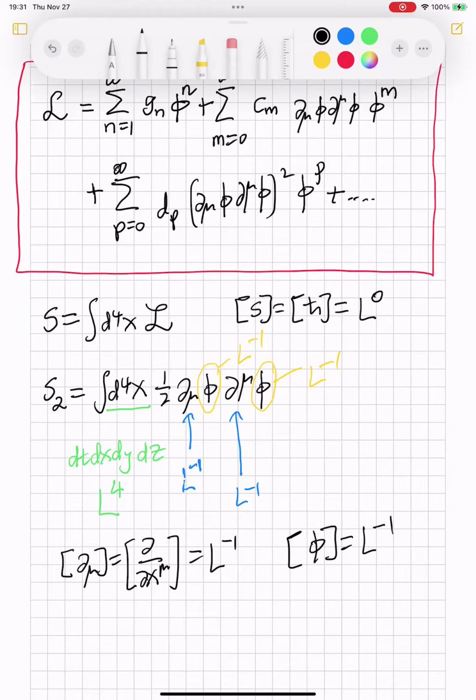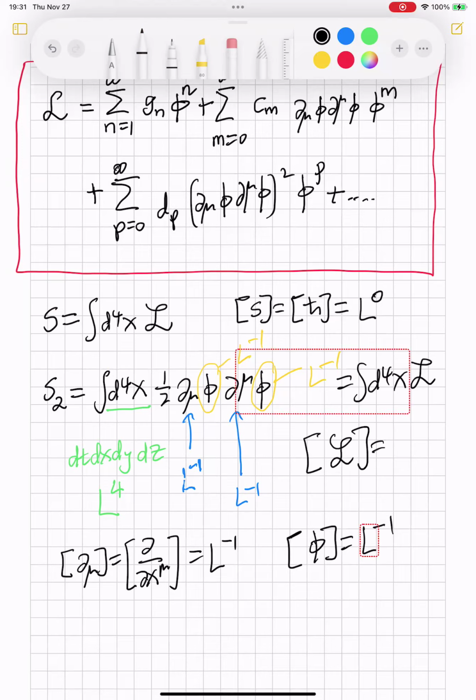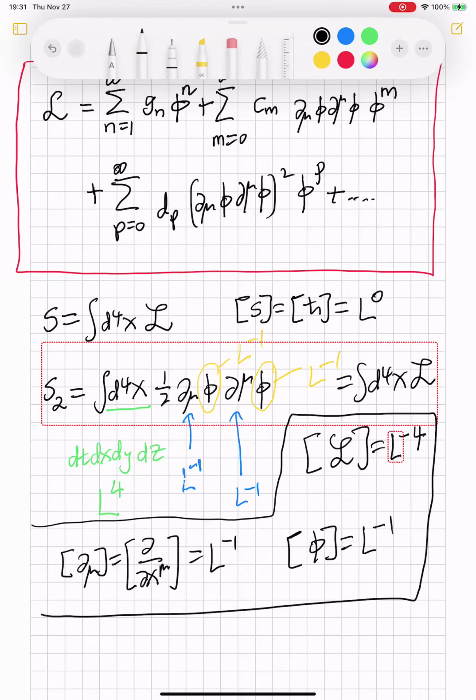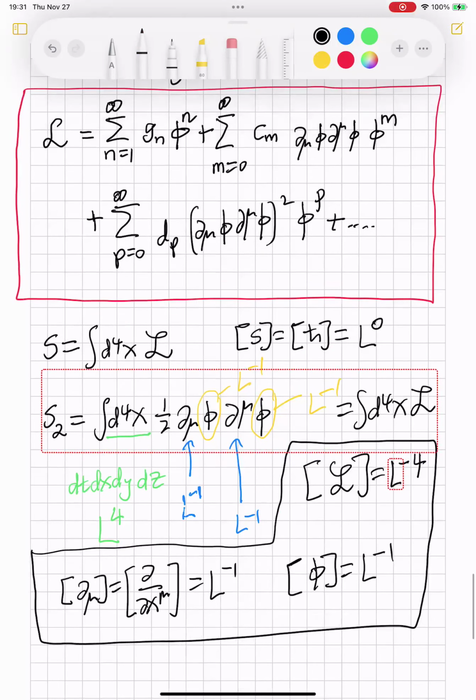And actually, this is the integral d4x times the Lagrangian density. So we can also conclude that the Lagrangian density should be length to the -4 to give us an action that is dimensionless. So the only stuff that we're going to be using is what sits inside this black square over here. And now let's look at the different terms in our Lagrangian density that we've written down here, and let's try to see what dimensions they have.